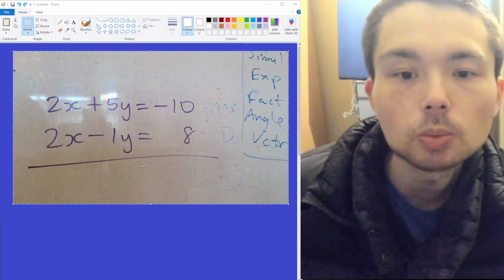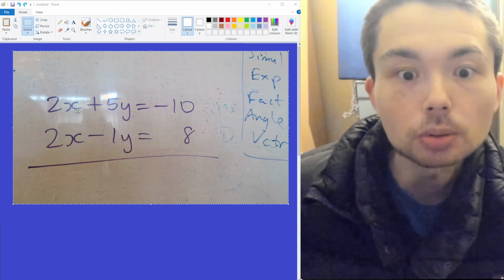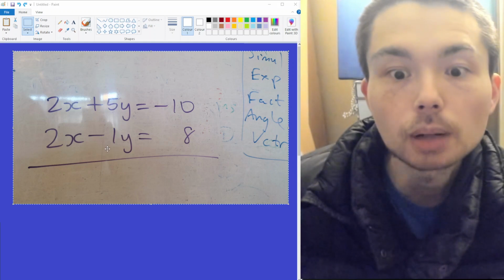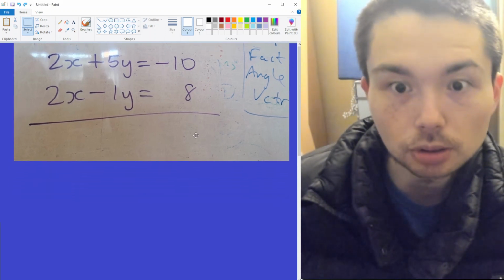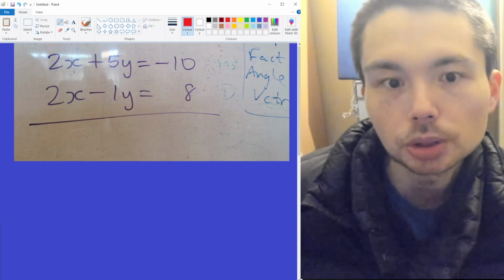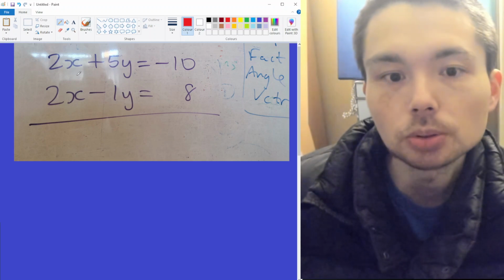Welcome to a video where we look at simultaneous equations. You can see on the board 2x plus 5y equals minus 10, 2x minus 1y equals 8. Let's just shift this up a little bit. When we are doing simultaneous equations, it is very important to get rid of a variable. When we do that, then we are able to solve the question.